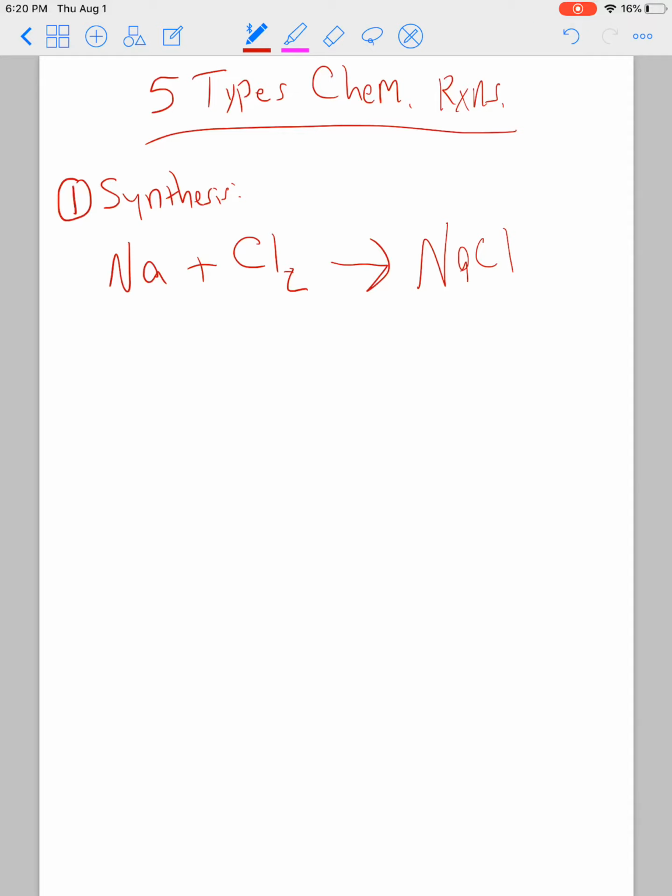So, if you remember synthesis, two or more single elements, we got two of them here, coming together to make one new compound or product. So that's what happened here. So this would definitely be an example of a synthesis reaction. Our second one is decomposition.